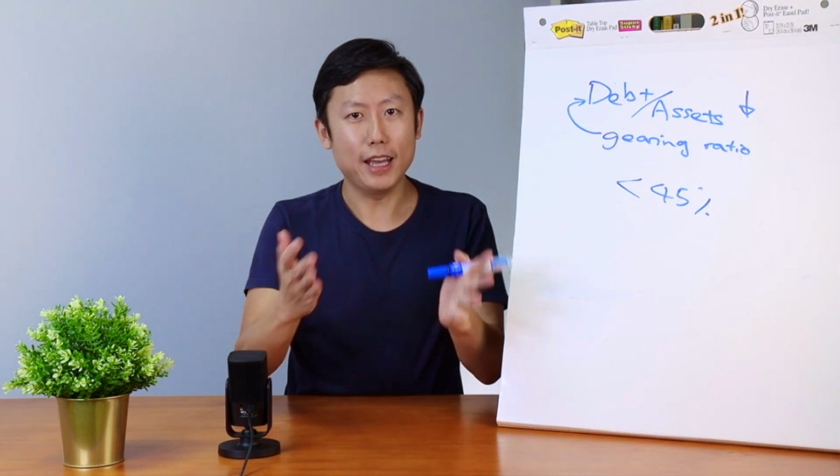So we have come to the end. I've shown you 10 financial ratios. I hope the explanation has been clear, and hopefully you can use some of this and make your investments a lot better in the future, right?